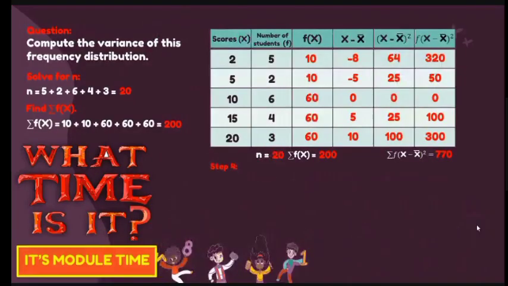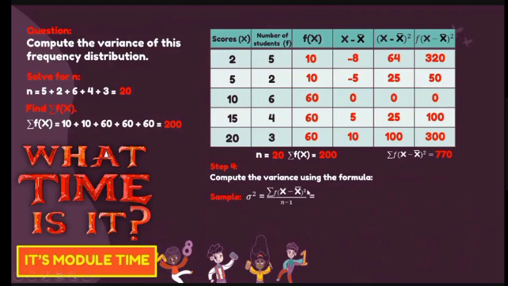Next, for step number 4, compute the variance using the formula. So I have the formula. What I did here was consider two situations. Let's say our given is a sample, and another one, I will consider our given as a population. So for example, we will use this kind of formula. Then we just substitute our given answers. So for this part, you can see this part. This is the summation of the sixth column. Then for our n, you have to consider the summation of the number of students, or our frequency. So for that, it's easy.